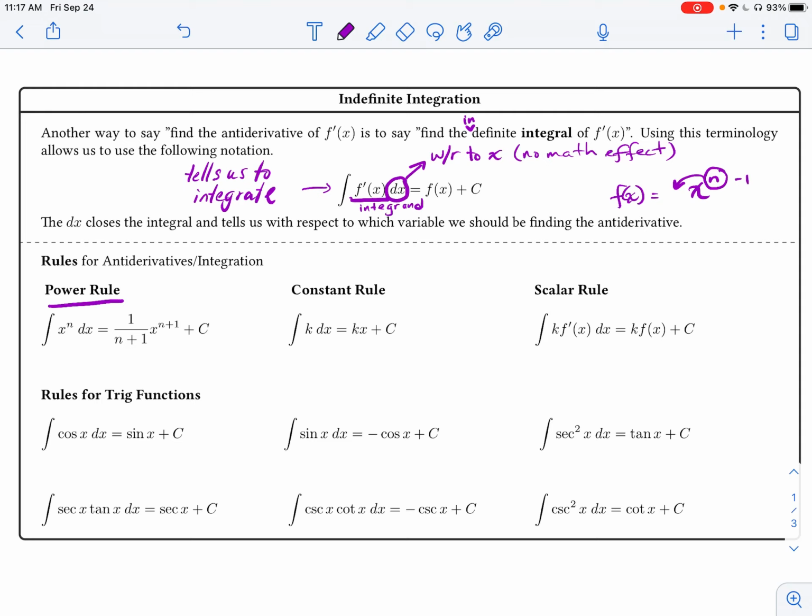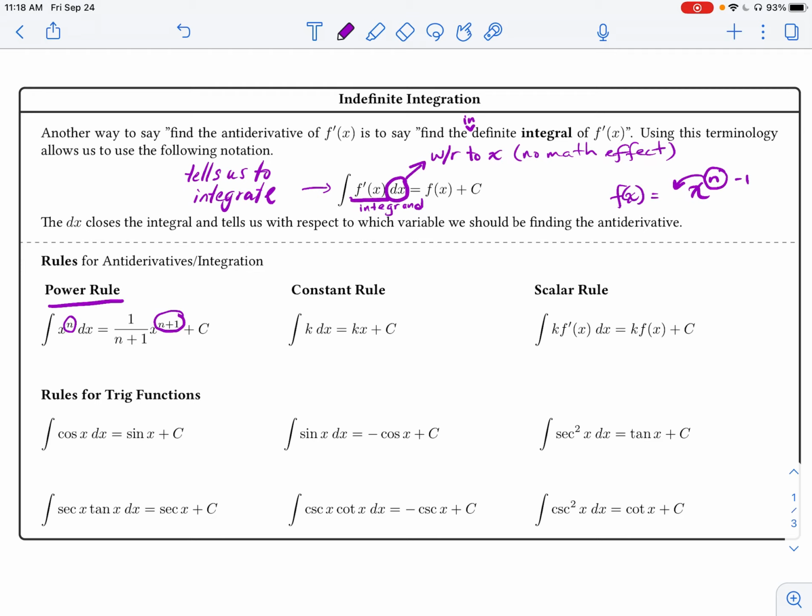Well, work in reverse order. Again, what did we do in the past? We multiplied by the coefficient, then we decremented the power. If we do the opposite or the reverse flow of that, we are going to add or increment the power. So we're going to go from n to n plus 1.